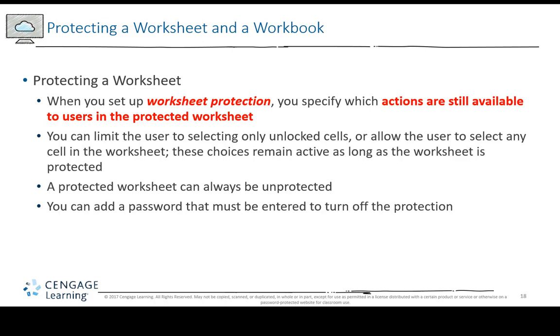Protecting a worksheet. When you set up worksheet protection, you specify which actions are still available to users in the protected worksheet. You can limit users to selecting only unlocked cells, or allow the user to select any cell in the worksheet. These choices remain active as long as the worksheet is protected. A protected worksheet can always be unprotected. So if you need to, you can add a password that must be entered to turn off the protection.